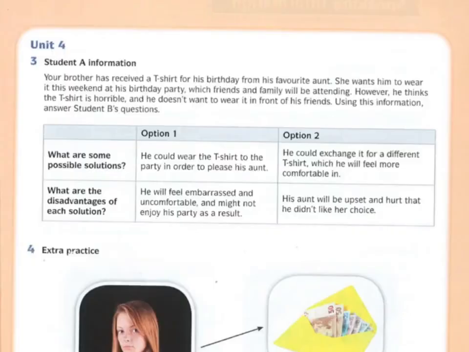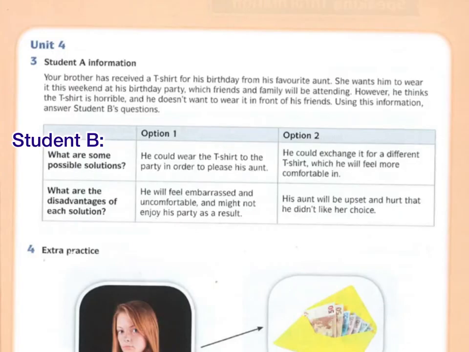So, masalah dia di sini ialah brother kamu dapat hadiah t-shirt dari aunty kegemaran dia. Dan aunty kegemaran dia ni mahu dia pakai itu t-shirt waktu birthday party dia. Walau bagaimanapun, dia rasa itu t-shirt sangat hodoh dan dia tidak mau pakai depan kawan-kawan dia. Selepas itu, student B tanya soalan ini.